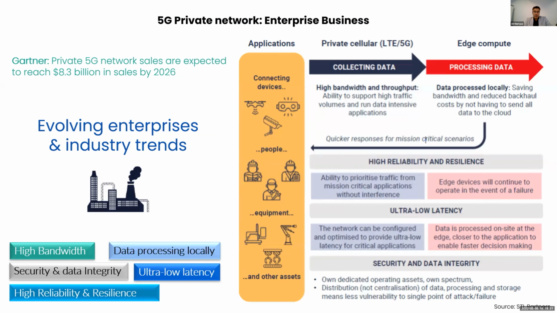So one of the potential use cases for the 5G private network is the enterprise business. 5G private campus provides a very good opportunity where these enterprises could have high reliability and resilience. They can have high throughput and high bandwidth, and of course low latency, because the data will be processed locally. Security and integrity is another add-on which they will be getting, because they have the assets placed on their premises and the data is with them.